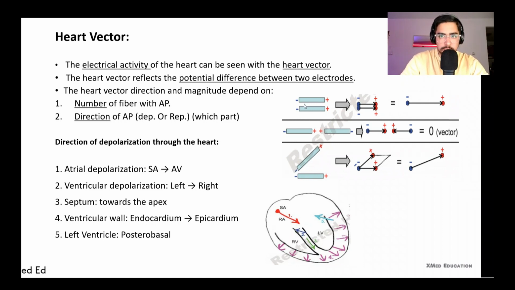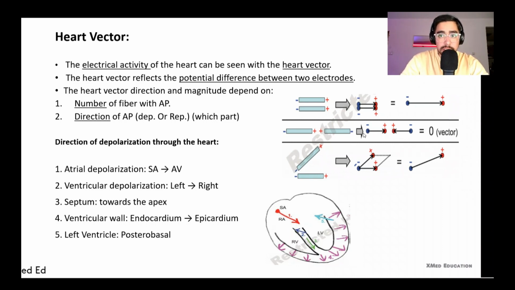These cells, if they are in the same direction, like this, they act like a vector. If it's in this direction and the other cell is in the same direction, the sum of these two vectors will be something bigger. This one plus this one, the first vector plus the second vector, will be something longer. But if the first cell is depolarizing and the second cell is repolarizing, the sum of them will be zero.